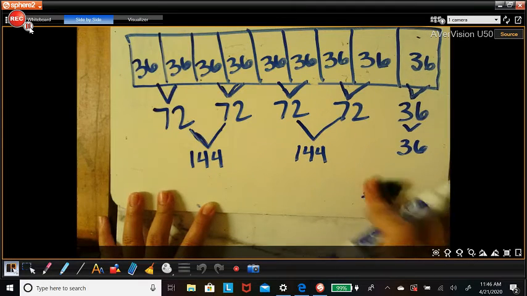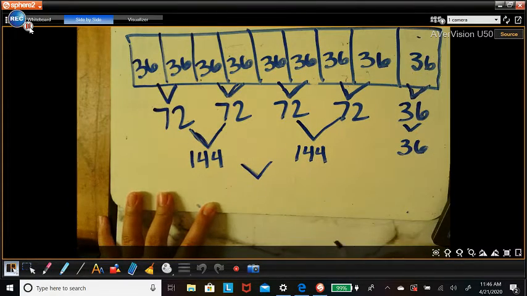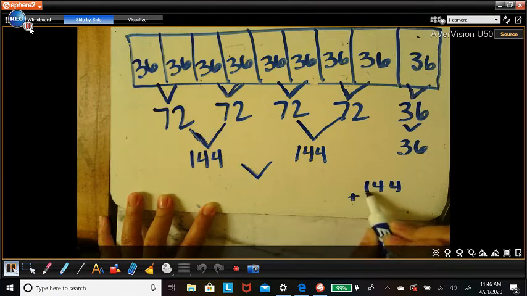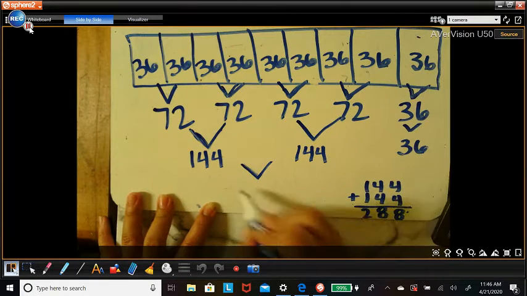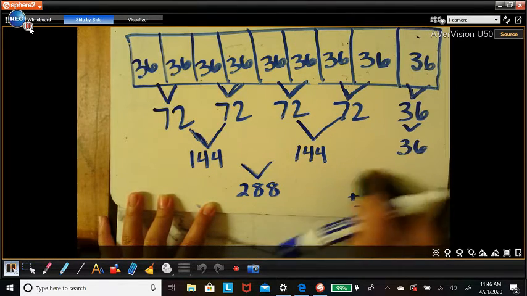Okay? Now let's keep putting numbers together. 144 plus 144. 4 plus 4 is 8. 4 plus 4 is 8. 1 plus 1 is 2. There's 288. Don't forget about the 36.